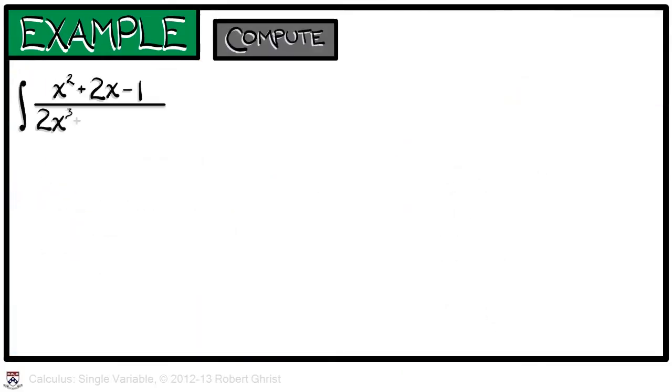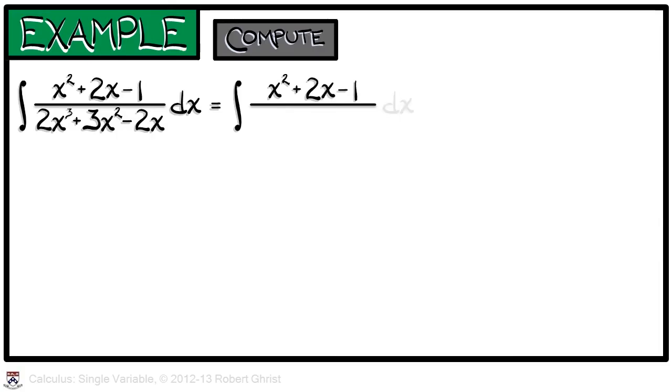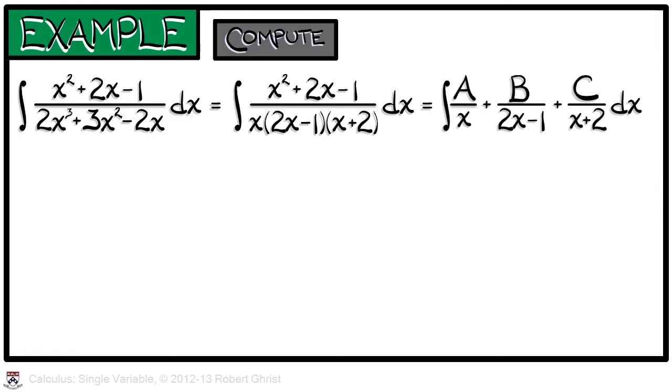Now, let's put this method to work. Compute the integral of (x² + 2x − 1)/(2x³ + 3x² − 2x). Factoring the denominator gives us x(2x − 1)(x + 2), all multiplied together. Now, we hope to split these up into A/x + B/(2x − 1) + C/(x + 2).